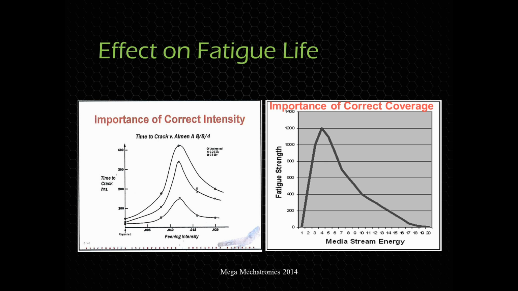And then the graph on the right, same concept. We have our fatigue strength scale versus that media stream energy. You see it really quickly peaks and then it really drops off. It's not like we're damaging the raw material strength, but we're not optimizing. We're not maximizing that fatigue strength increase potential.